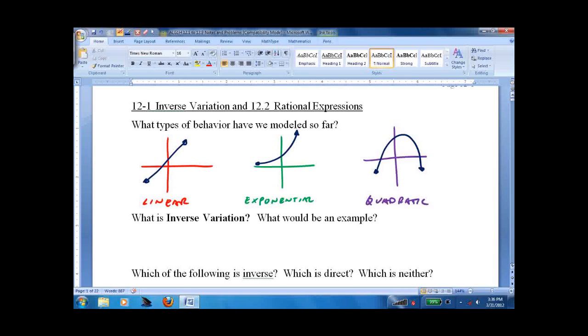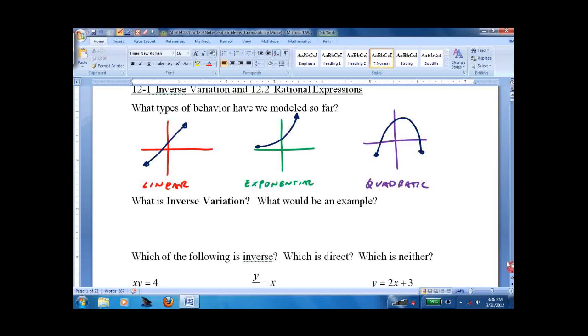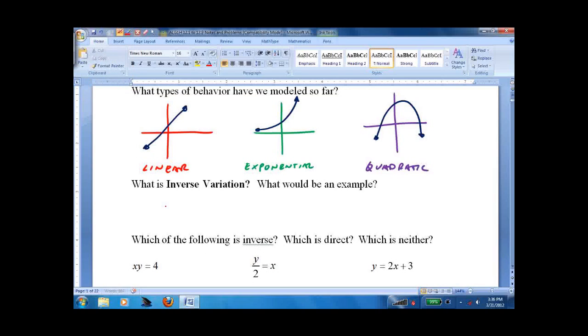So now we're going to do one more for the year, and it's an inverse variation, also known as indirectly varying. So that would be something like in physics, you have acceleration is force over mass. You would say acceleration and mass are inversely related. So that's what an inverse relation is, and we'll show you some more about that.